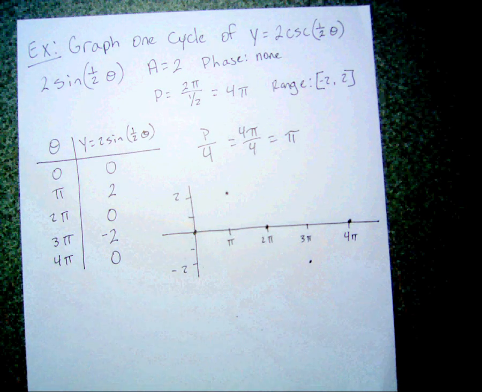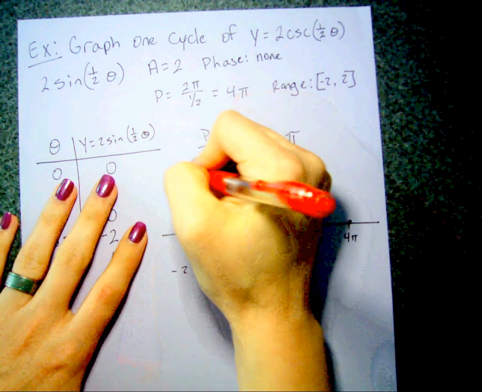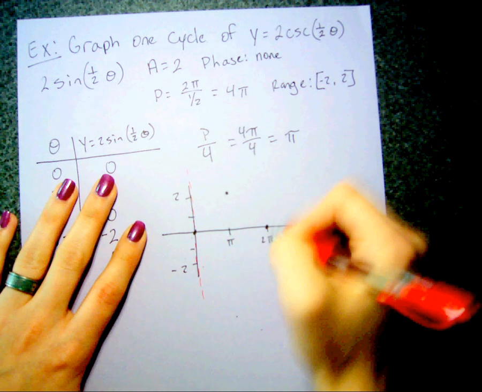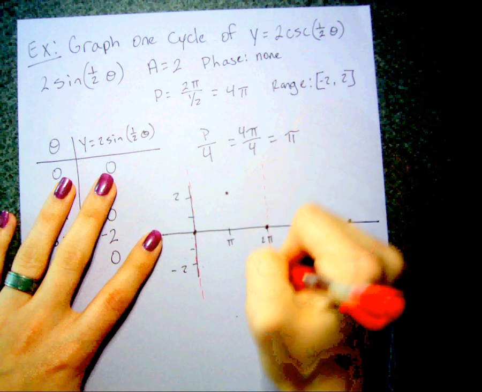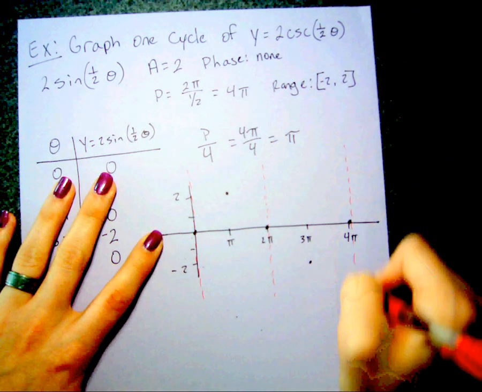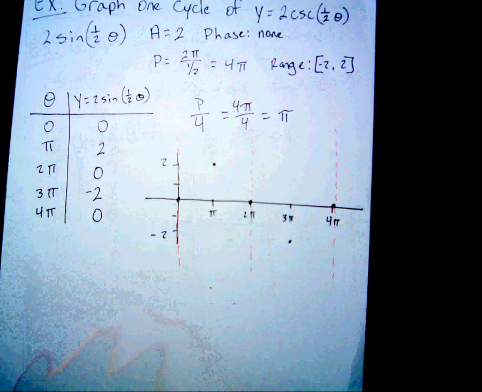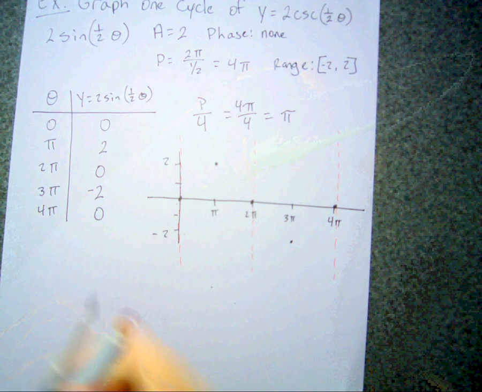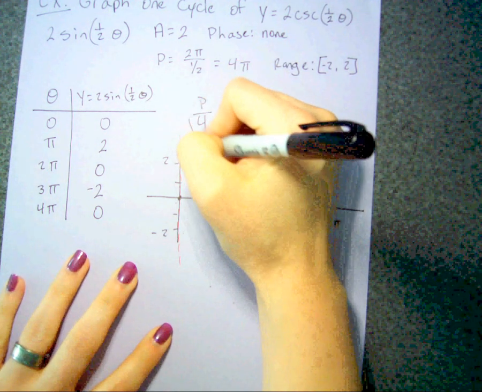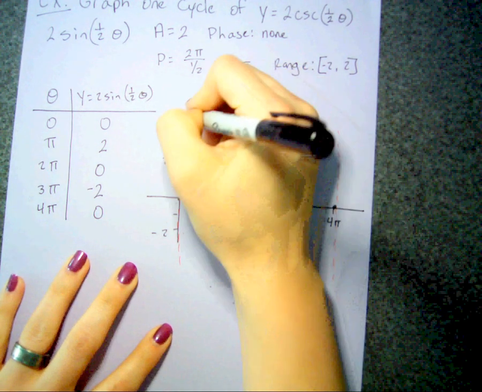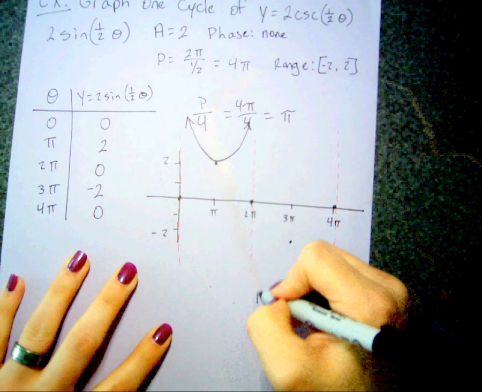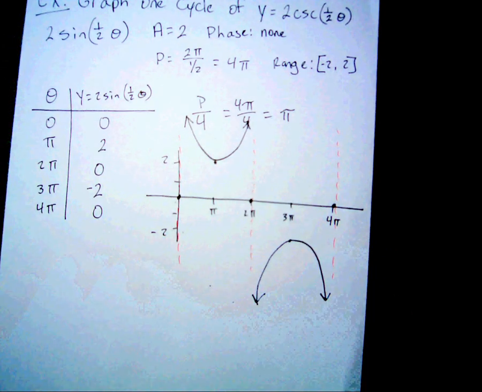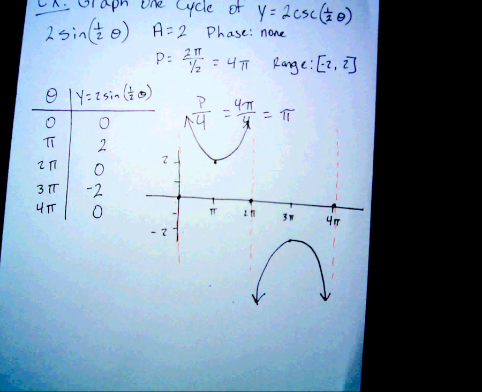I did not have a vertical shift, so my center was still 0. So I have vertical asymptotes at my center. So I'm going to put them in red. Can we see them? Kind of. So at all the points that are on my center, I have vertical asymptotes, just like that. And on the high notes, I have open upward parabolas. And on my low notes, I have open downward parabolas. And so there's my graph of cosecant.